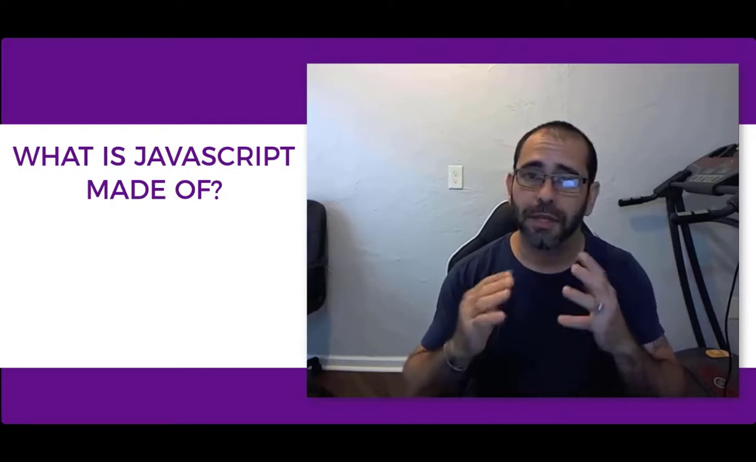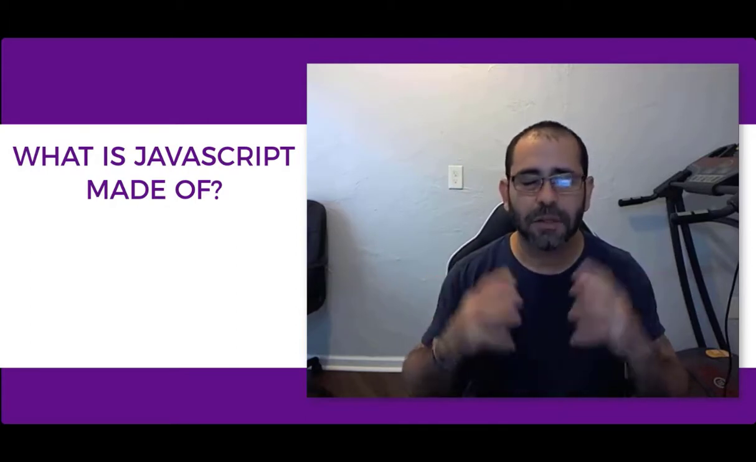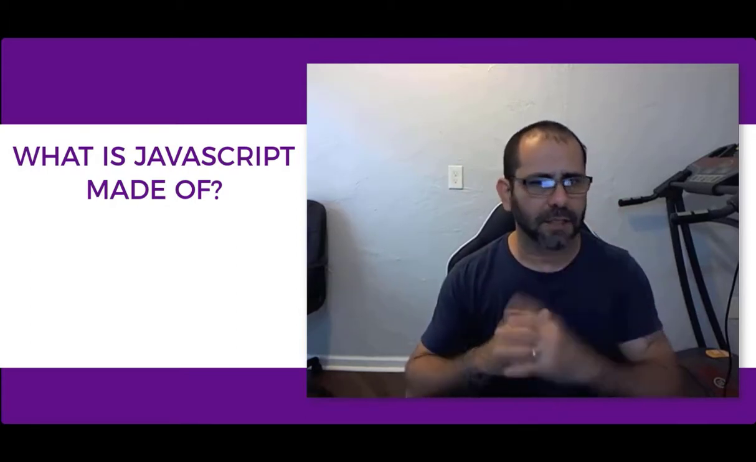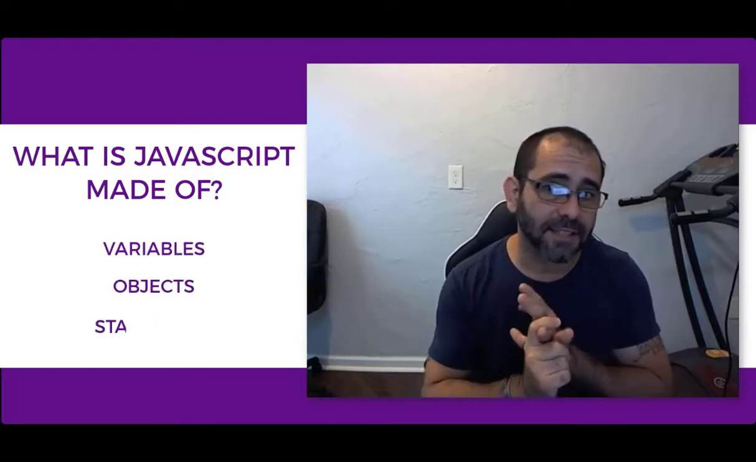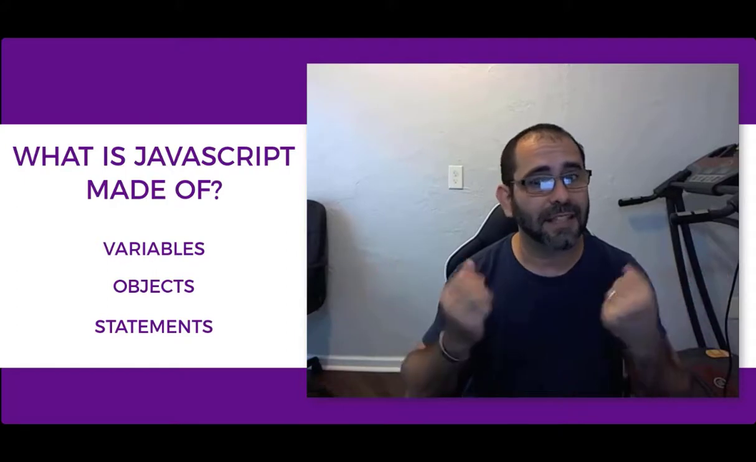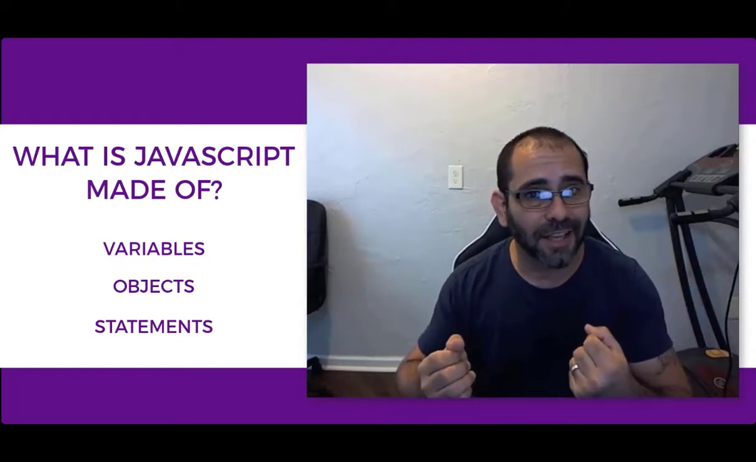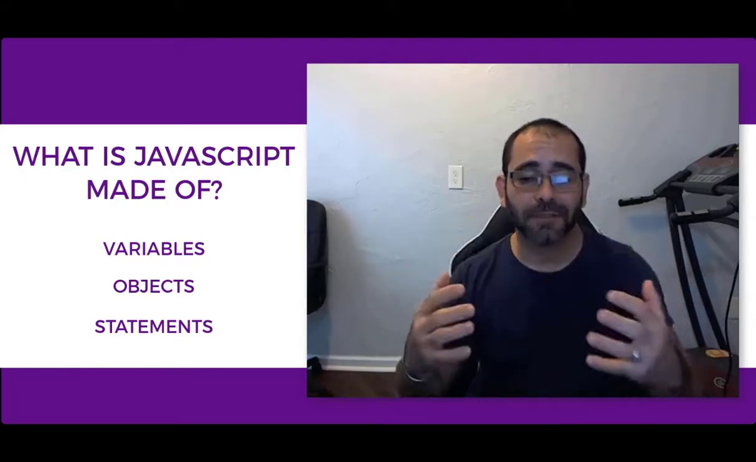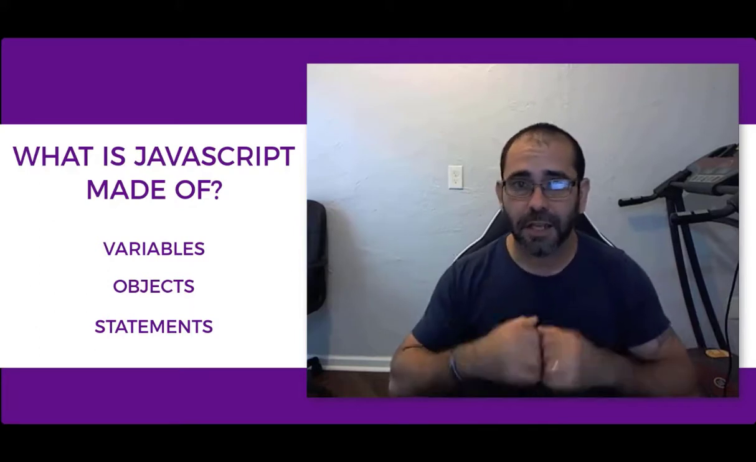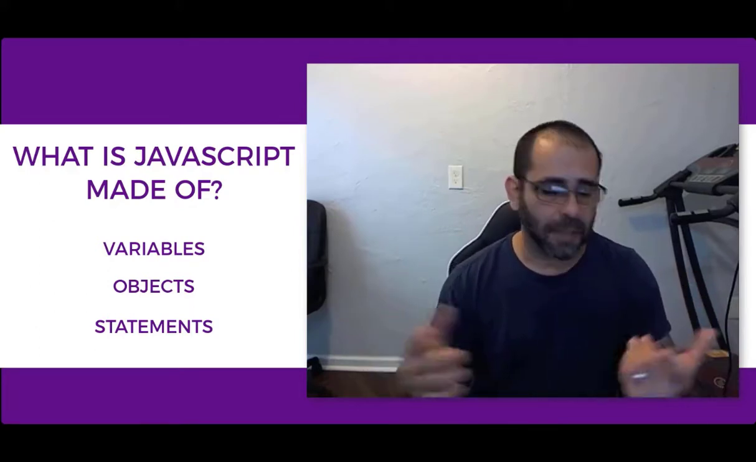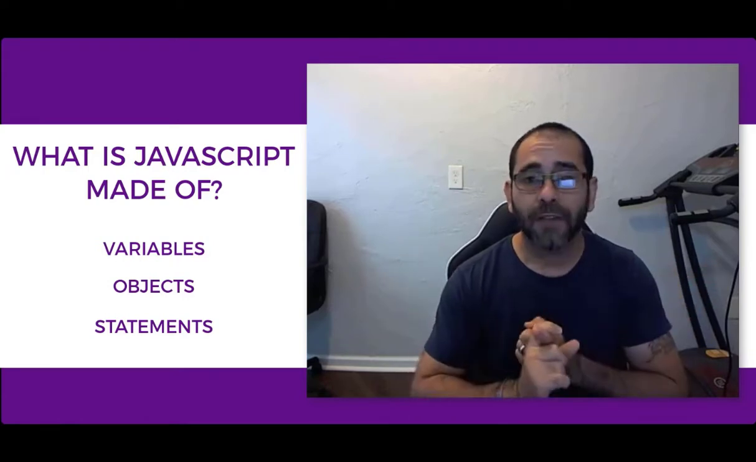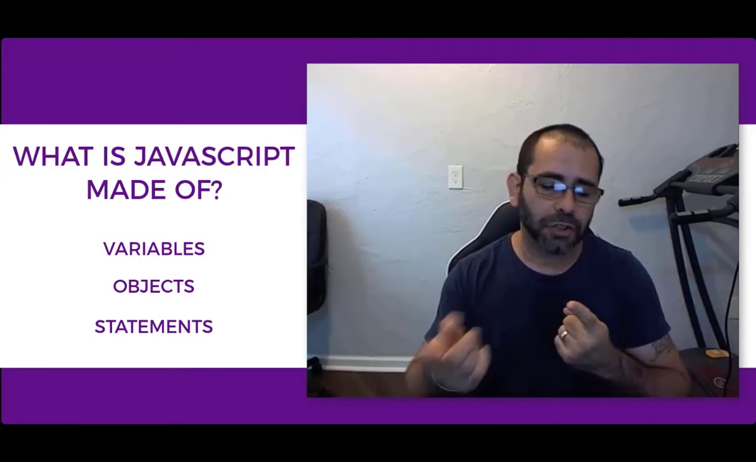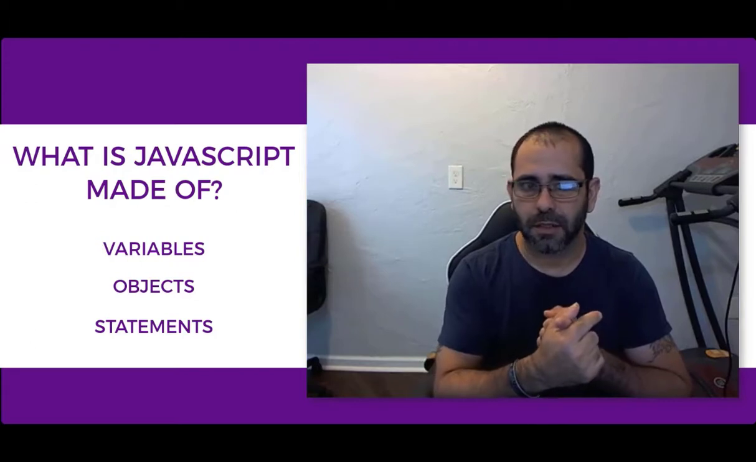What are the three things that I think JavaScript is made out of? Three things: variables, objects, and statements. That's it. That's how I break it down, and it has made JavaScript a lot easier for me to understand. So what do these things really mean? Well, variables, and it's a simpler way to look at this. Variables are things you can do things to, okay?